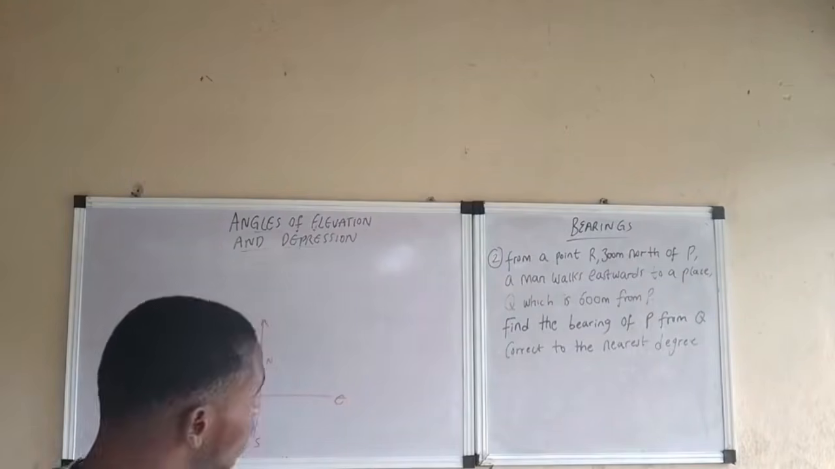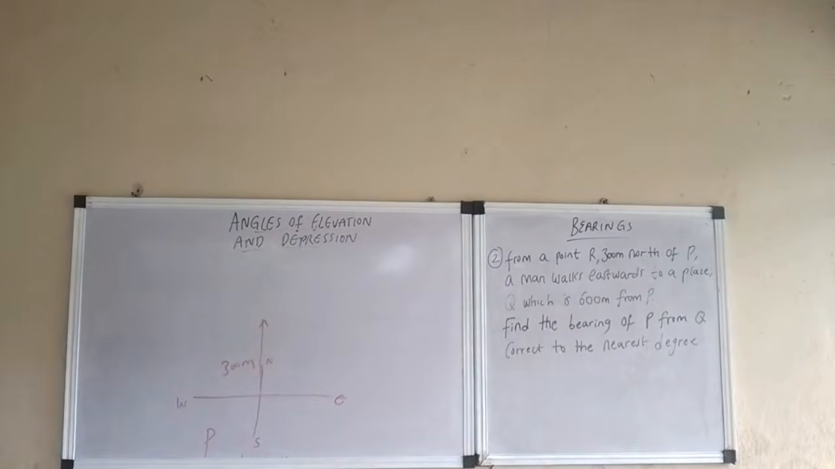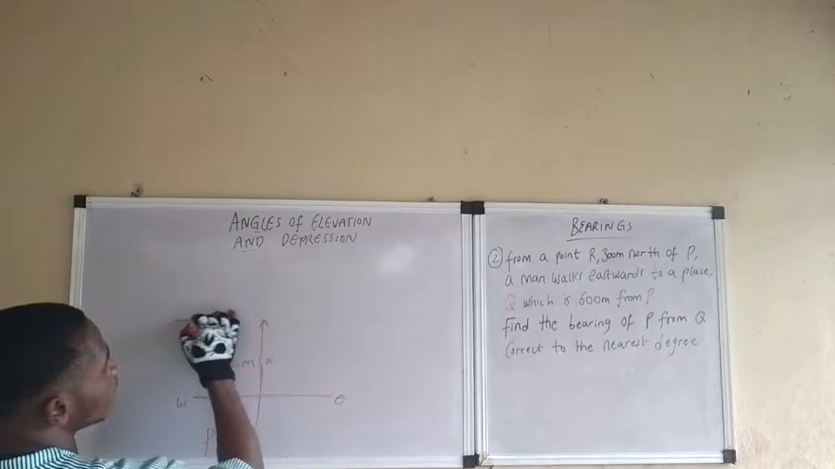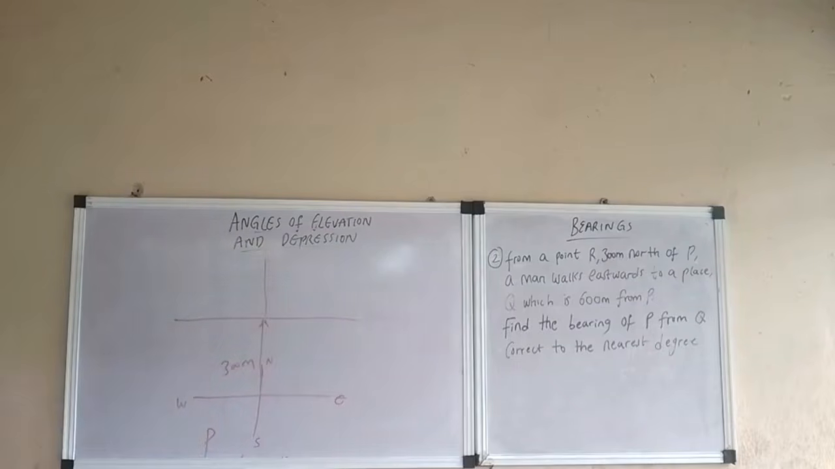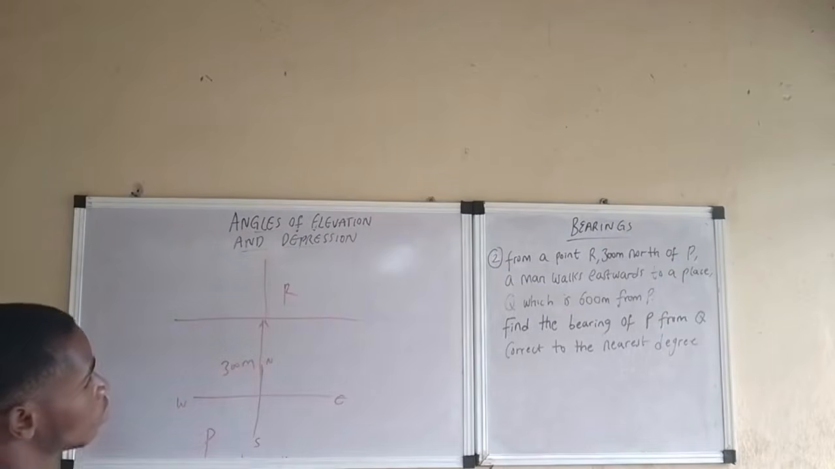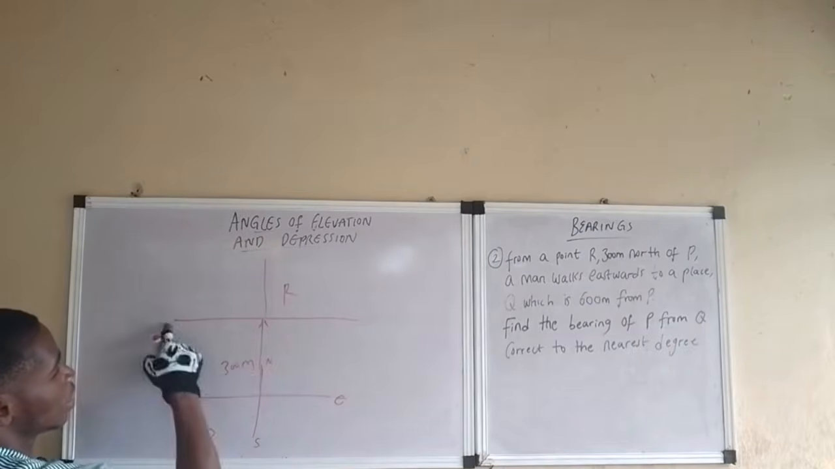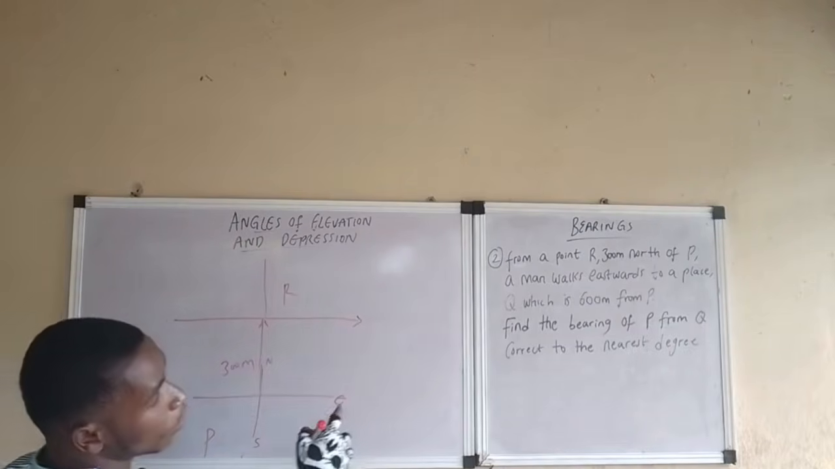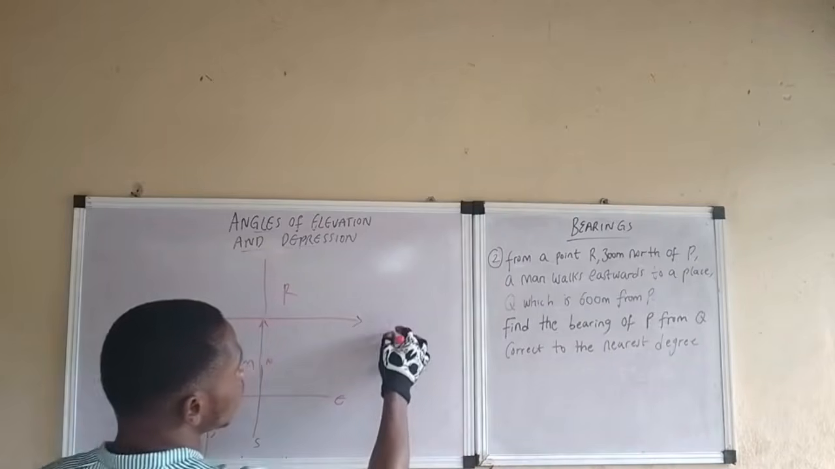Do you understand? A man walks eastward to a place Q. So this is point R. From this point R here, a man walks eastward. So this is north, this is south, this is west, this is east. A man walks eastward to a particular place Q.